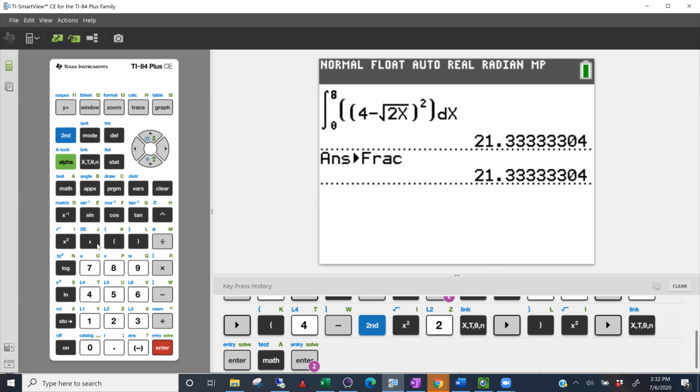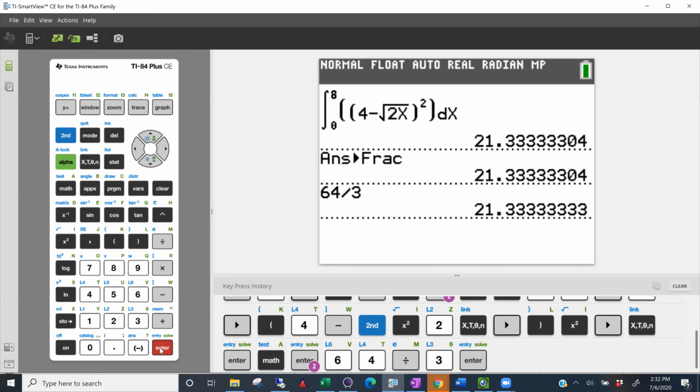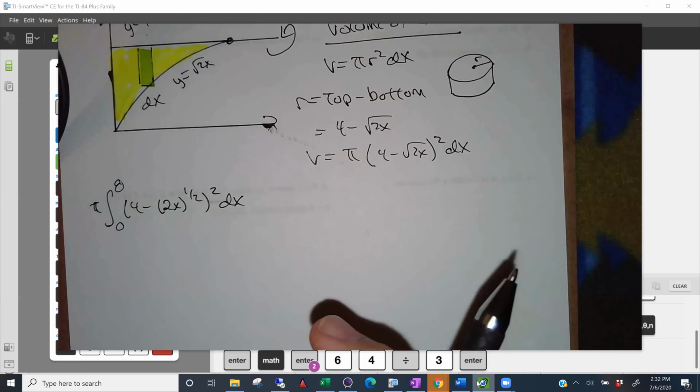So I think that would be 64 divided by 3. Let's just check it out. 64 divided by 3. There you go. Cool. So 64 over 3 times pi would be our final answer.